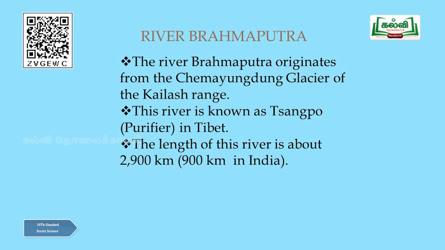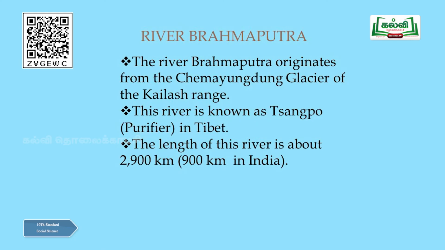Actually, delta is a geographical term. It is an area of low land where the river spreads into many smaller rivers. If you see the delta shape, it is also somewhat triangular in shape. And the last important river of the Himalayan system is river Brahmaputra.